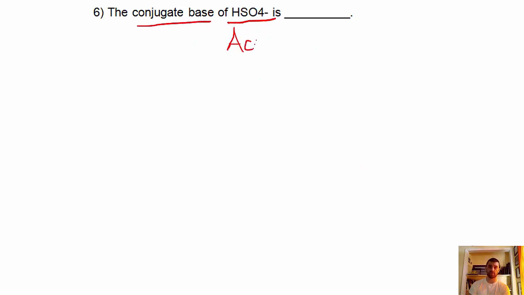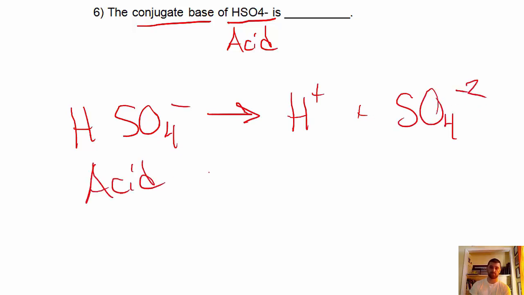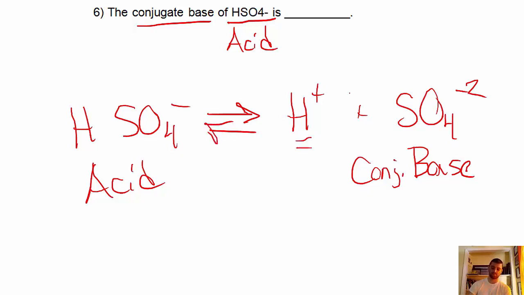6, the conjugate base of HSO4 is, all right, well, if we're looking for the conjugate base, then the HSO4 must be the acid, which means it's giving off an H plus or a proton. So we would have something that looks like this. All right, well, if this was the acid, then this is the conjugate base. Because again, if you looked at the reverse reaction, it would be what's accepting the H plus.